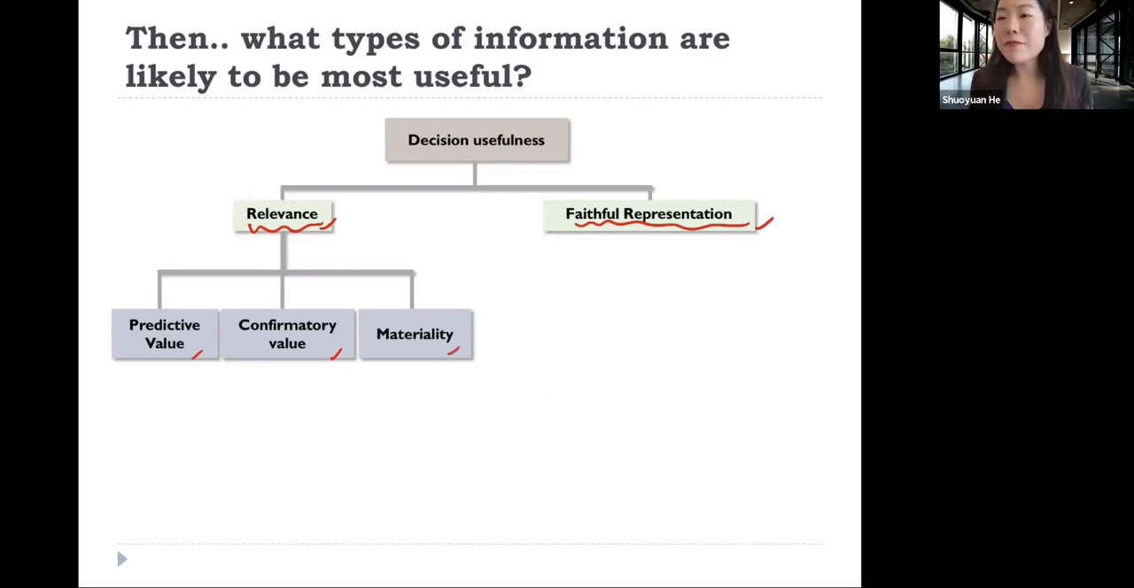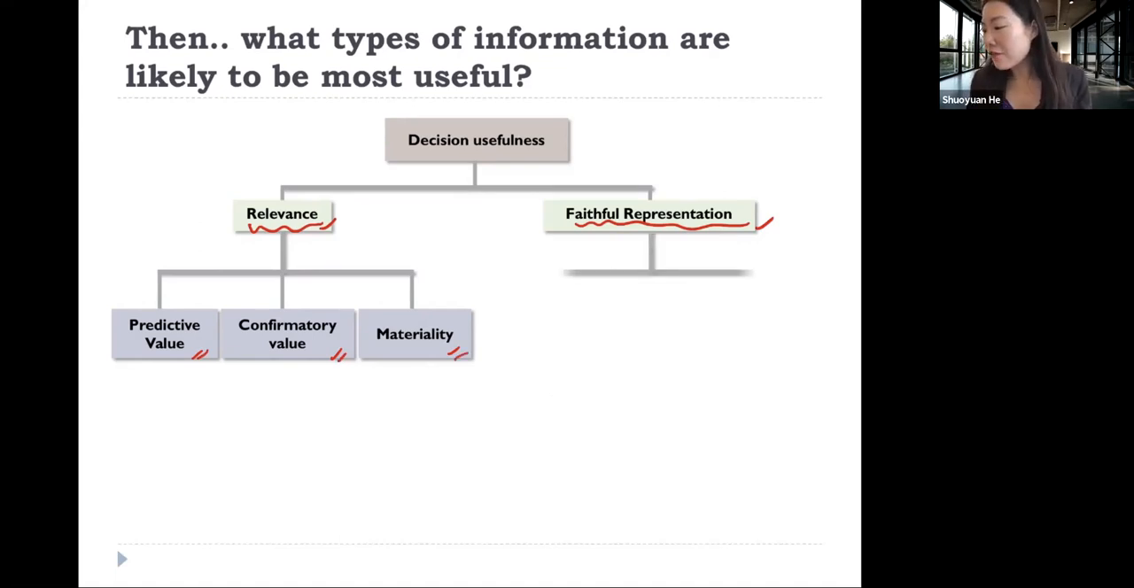It needs to have materiality, which means that, for example, for a firm which has 1 billion in revenue every year, is a $10 difference in its accounting numbers relevant or not for investors? Obviously not, right? So why is it not relevant? Because it is not material. So in order for a piece of information to be relevant, it needs to have predictive value, confirmatory value, and be material.